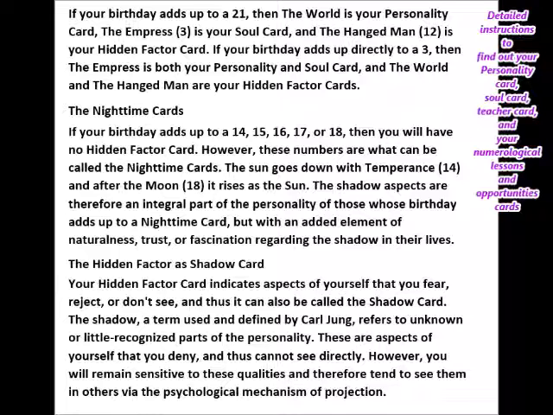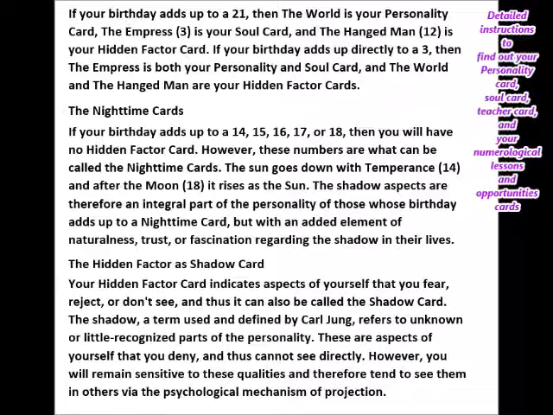The sun goes down with Temperance, 14, and after the Moon, 18, it rises as the Sun. The shadow aspects are therefore an integral part of the personality of those whose birthday adds up to a nighttime card, but with an added element of naturalness, trust, or fascination regarding the shadow in their lives.